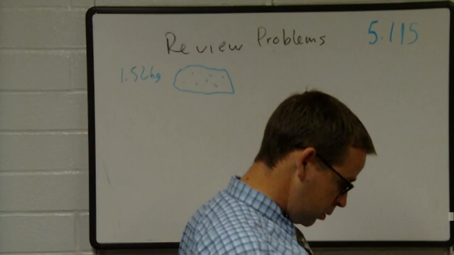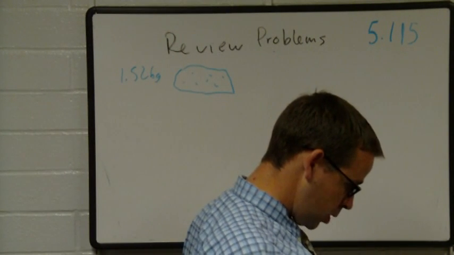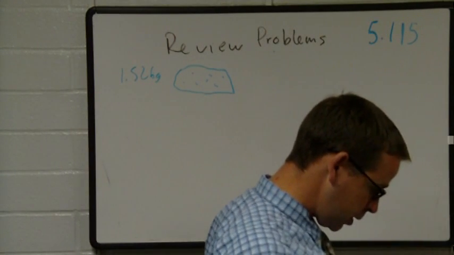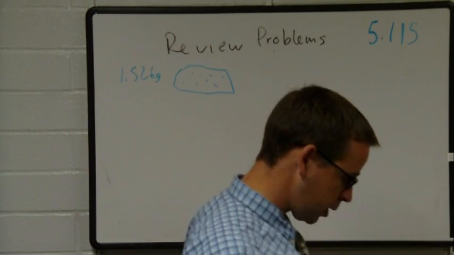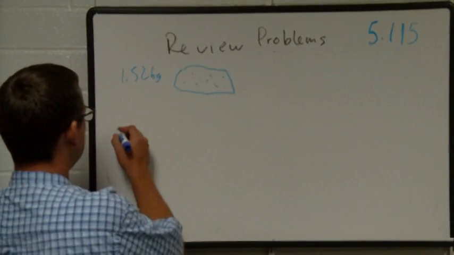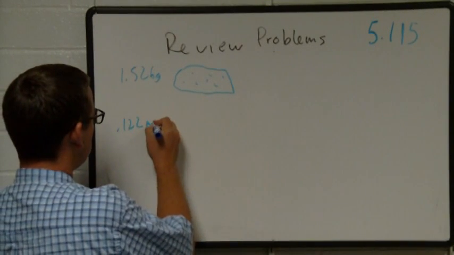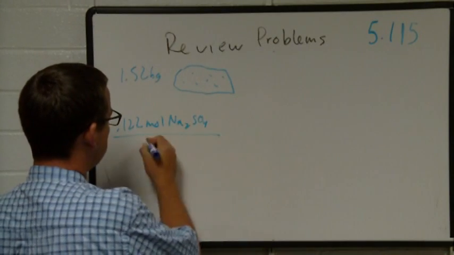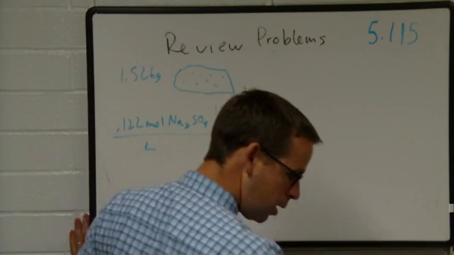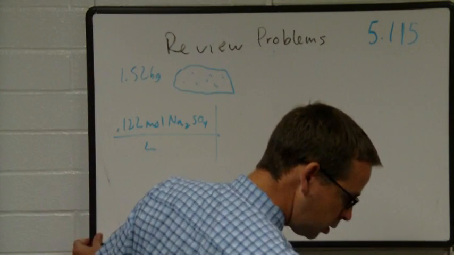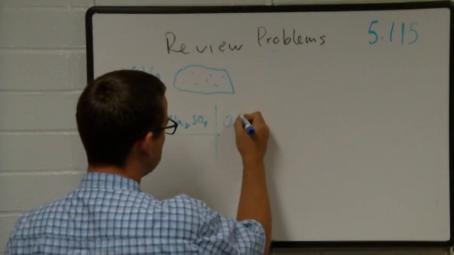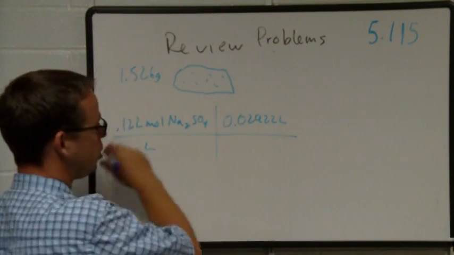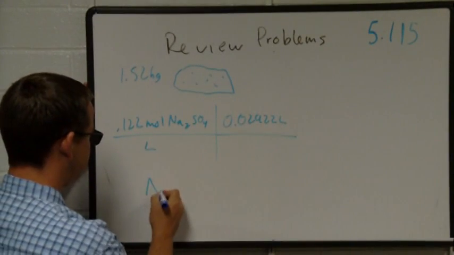Okay? So it required 29.22 milliliters of 0.122 molar sodium sulfate. So we got 0.122 moles of Na2SO4 for every liter, and it required from that 0.02922 liters, right? So this tells us how many moles of sodium sulfate.